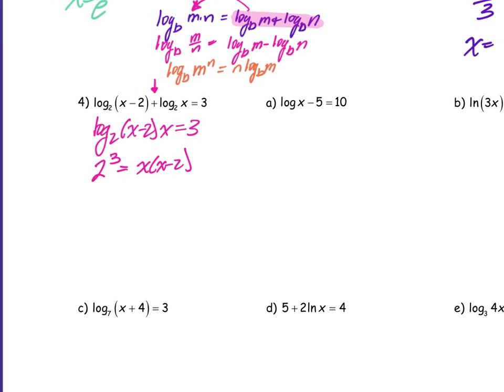So 2 to the third power, 2 times 2, 8, equals x squared minus 2x. So subtract 8. So I get 0 equals x squared minus 2x minus 8.